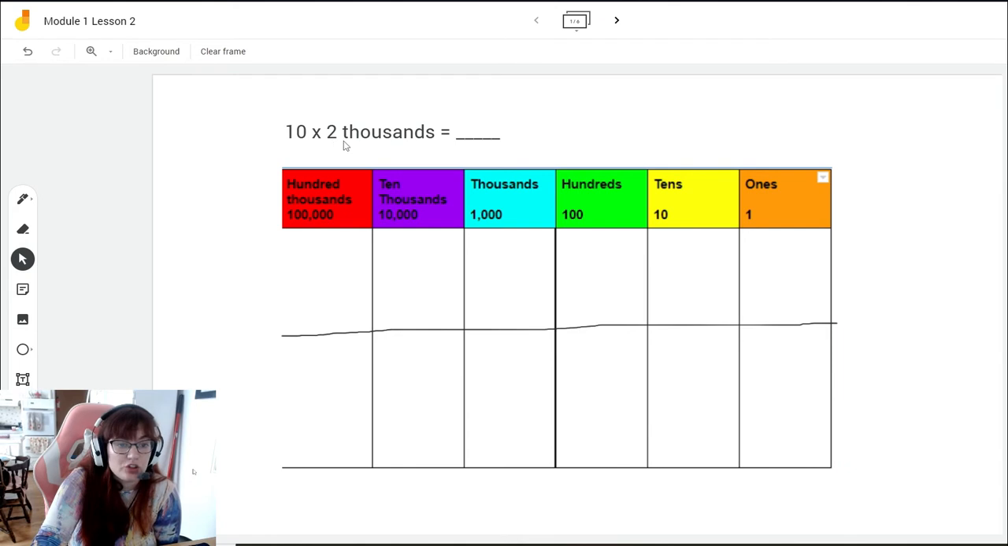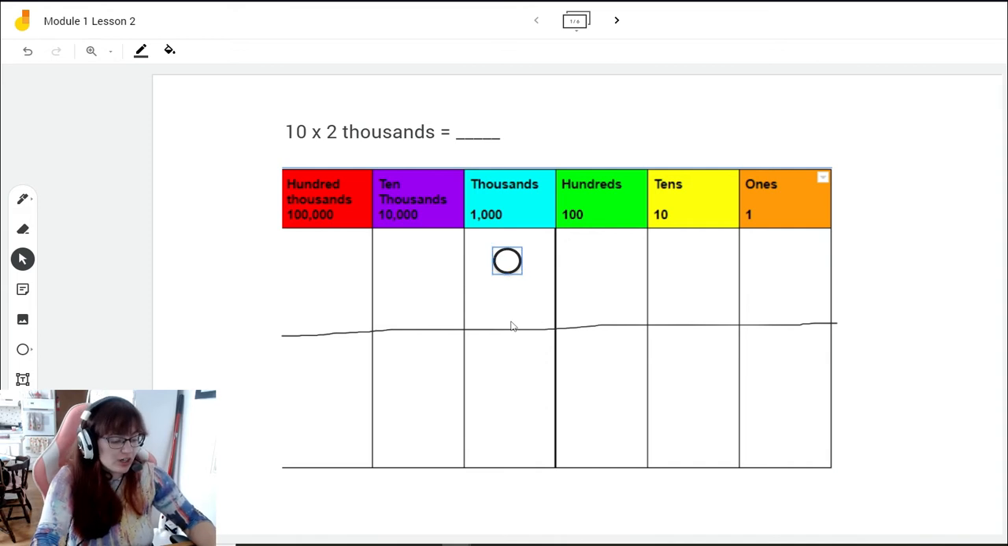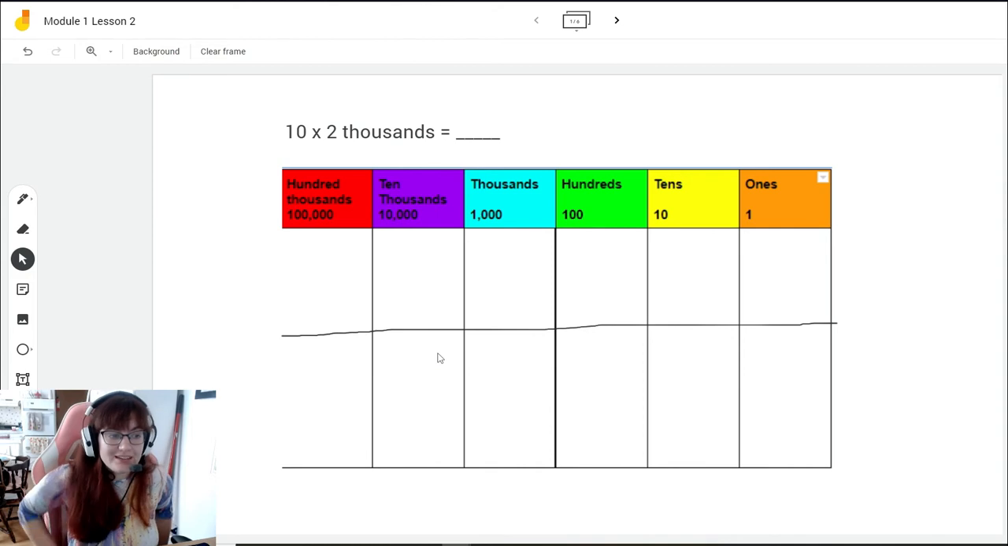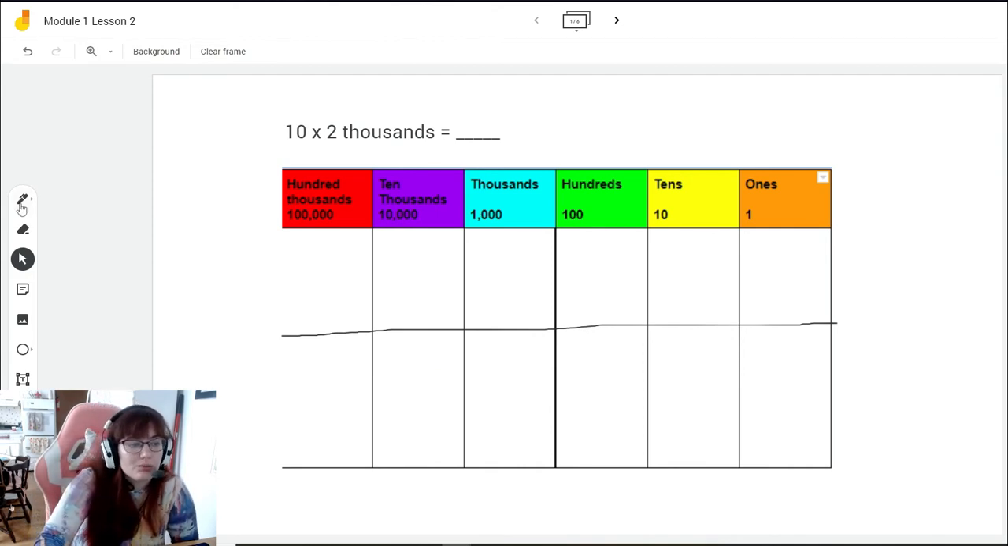So we're going to start off with this first problem right here, and our problem is that we are multiplying 10 times 2 thousands. Normally you would have place value discs on your chart, and then we would show how they get moved over to the 10,000s and it becomes 2 10,000s. But what Mrs. O'Mara is going to show you today is we're just going to use numbers because I feel like that is going to help you better understand what we're doing here.